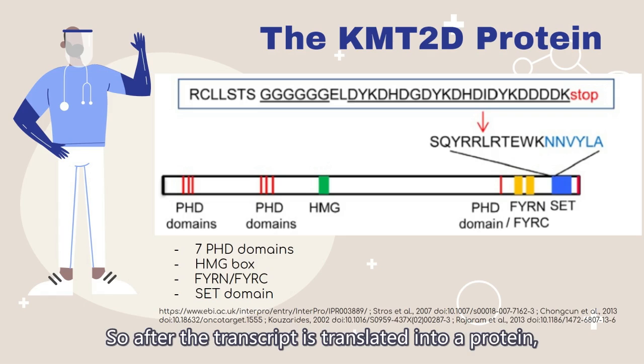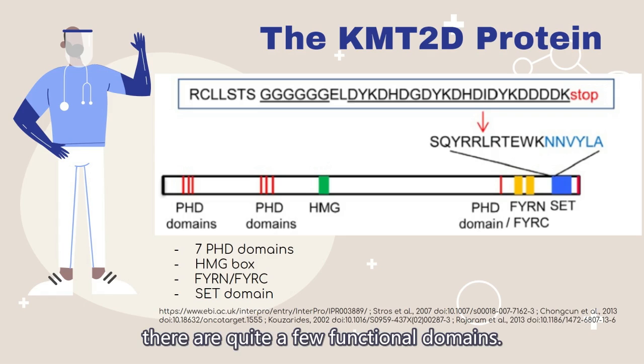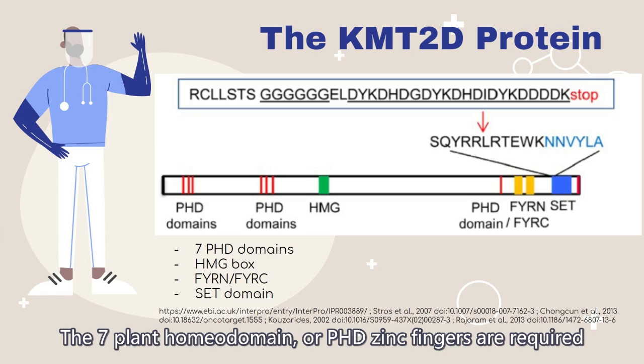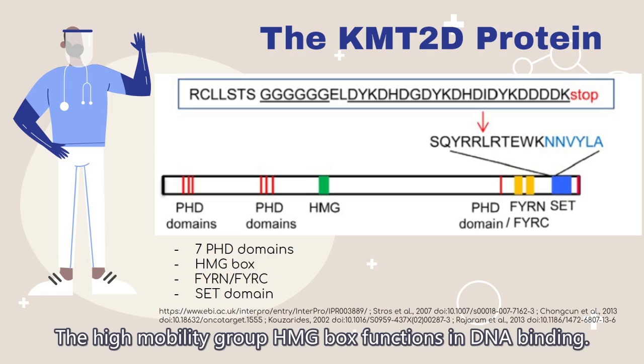So, after the transcript is translated into a protein, here's what you get. Again, since the gene is so large, there are quite a few functional domains. Most noteworthy are the ones marked here. The 7 plant homeodomain, or PHD, zinc fingers are required for recognition of lysine methylated histone H3. The high mobility group HMG box functions in DNA binding.